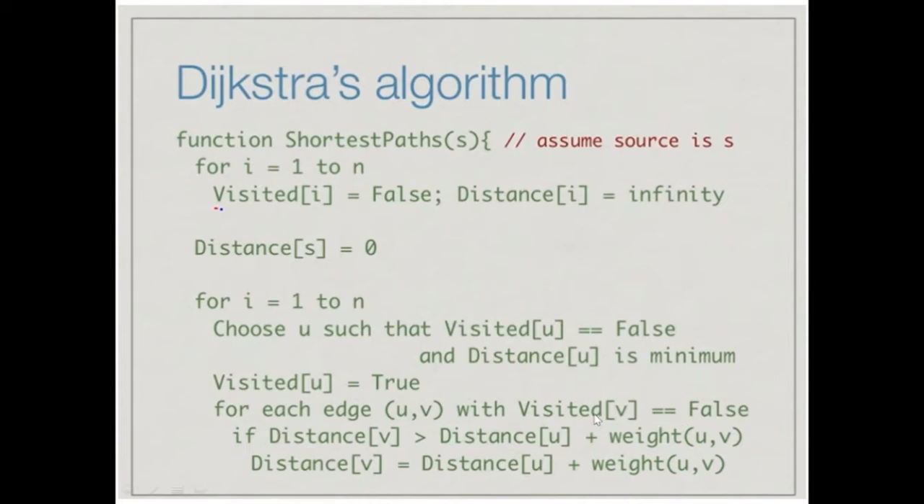After choosing a particular neighbor v of u, if the distance of getting to v is greater than the distance of getting to u plus the weight of uv, then the distance of v is equal to the distance of u plus the weight of uv.